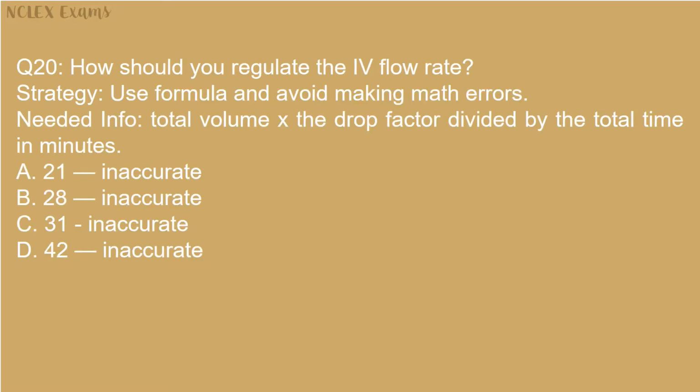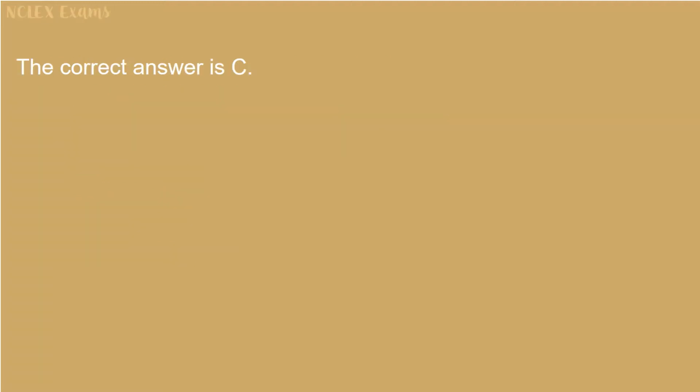Question 20. How should you regulate the flow rate? Strategy: use the formula and avoid making math errors. Needed info. Total volume times the drop factor divided by the total time in minutes. A. 21, inaccurate. B. 28, inaccurate. C. 31, inaccurate. D. 42, inaccurate. The correct answer is C.